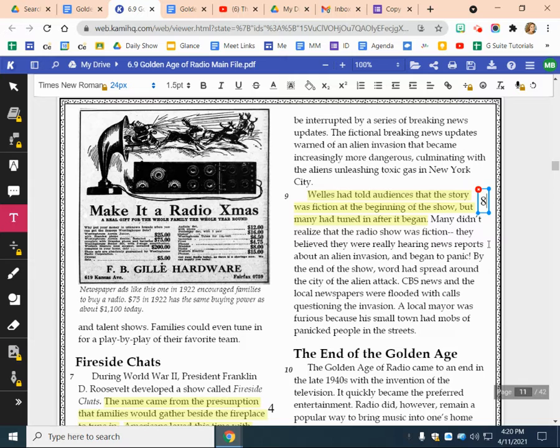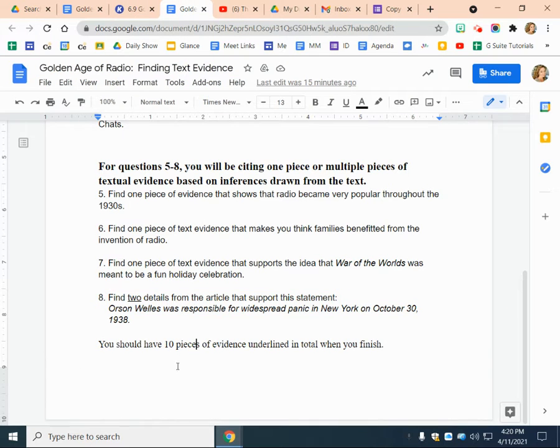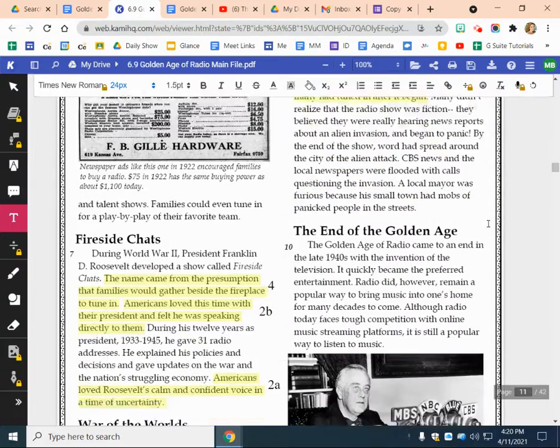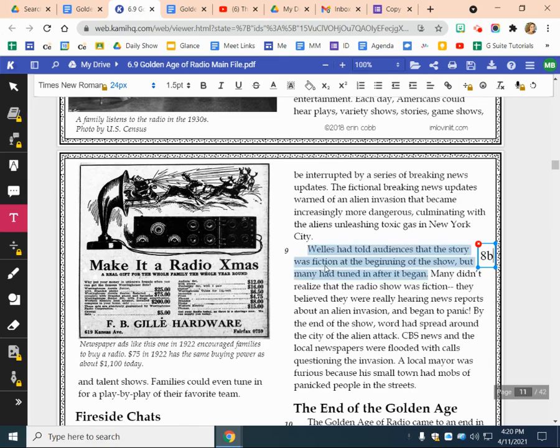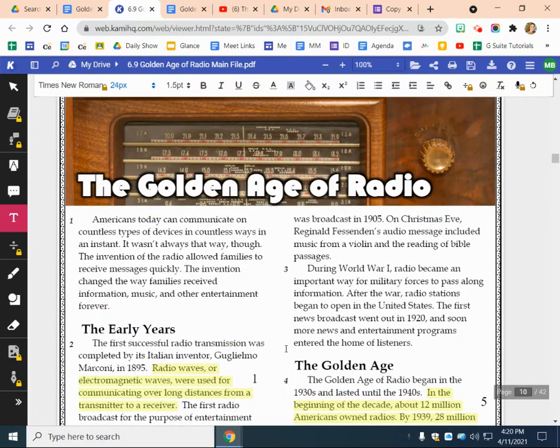Okay? So that covers all of the evidence that we need to find. You should have 10 different pieces, well, not underlined, 10 different pieces highlighted in total. So you might want to double check, make sure you've got 1 through 8, but you should have an 8A and an 8B and a 2A and a 2B, and that totals up to 10. Once you finish this, make sure your name is at the top of your article. And find me in the classroom, raise your hand, let me know you're done, and I'll come by and collect your work.